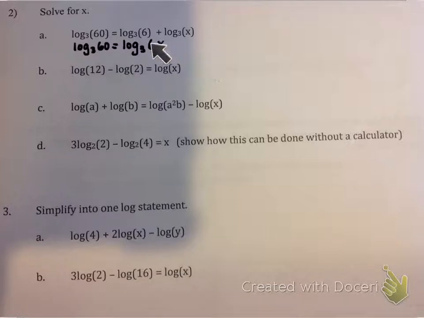x, and using that product property to get the right-hand side to be log base 3 of 6x. Knowing that, I now know that x has to equal 10 in order for both of those sides to be equal with each other. Similarly, in letter B, I used the quotient property to make that left-hand side be log of 12 divided by 2. So I took that 12 and that 2 that were in the subtraction and divided them. And that tells me then that 12 divided by 2 gives me my x, and I get x equals 6.